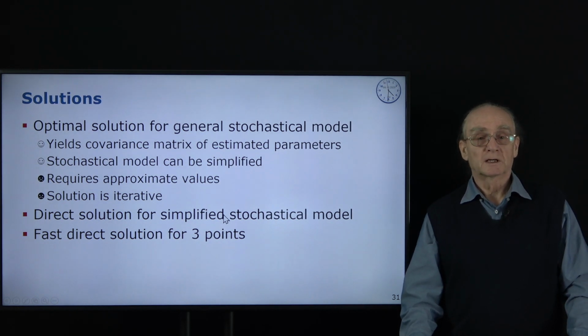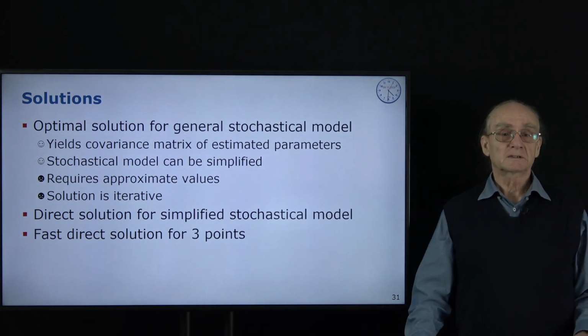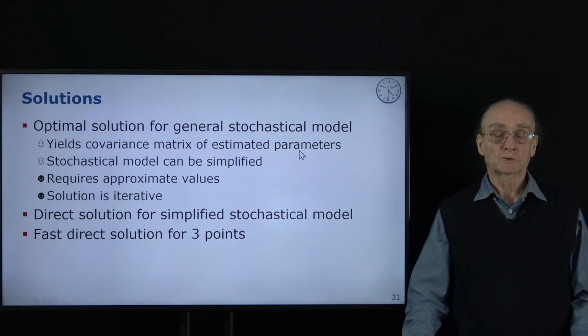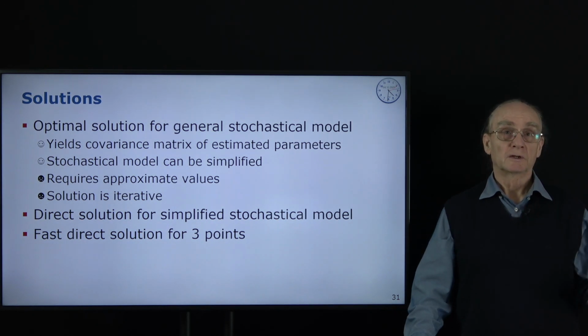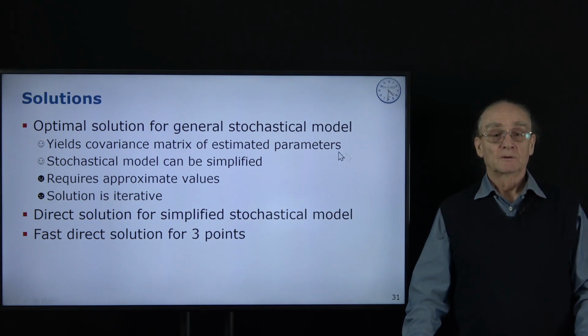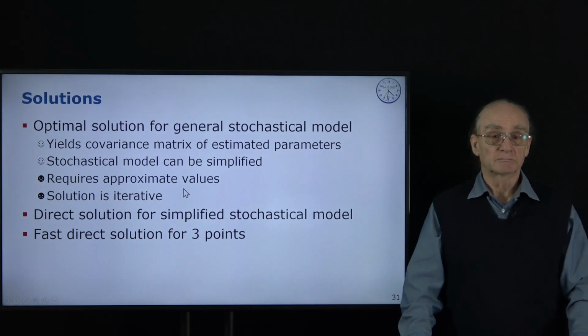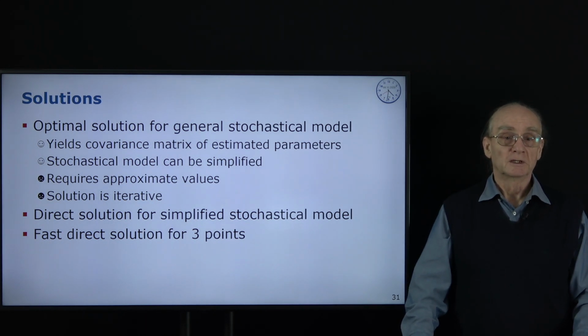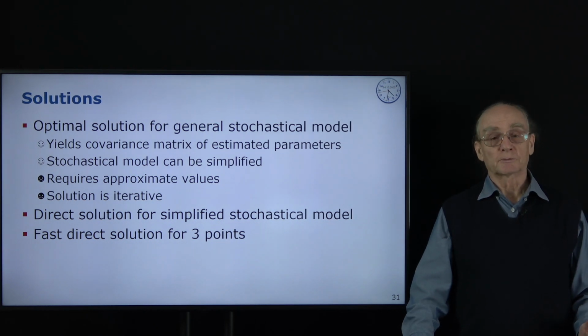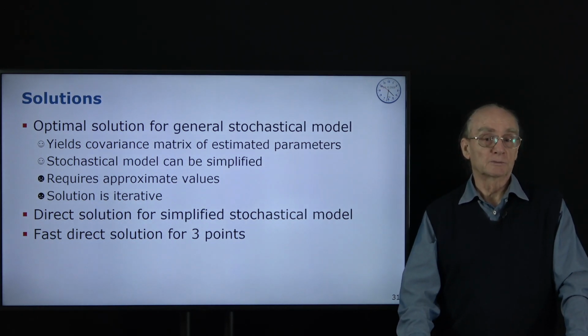So there are different types of solutions. There's of course an optimal solution for the general stochastical model. This yields the covariance matrix of the estimated parameters. Because we have a maximum likelihood estimation, we can look at the posterior distribution, that means the probability distribution of x given L. Of course, we can simplify the stochastical model down to the very most simple model with same variance for each point, for each coordinate. The disadvantage is that this general solution needs approximate values. It's an iterative procedure. That means depending on the quality of the approximations, we need more or less iterations. That means the computing time will depend on the quality of the approximations.